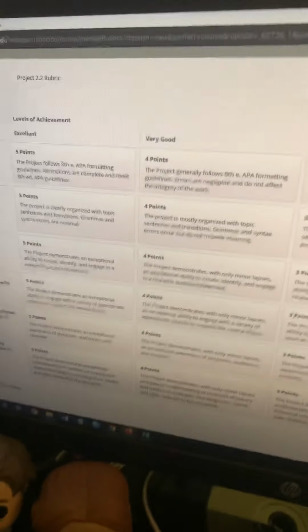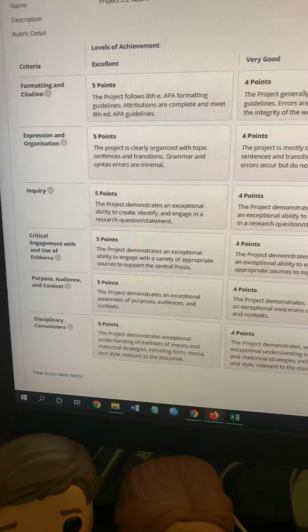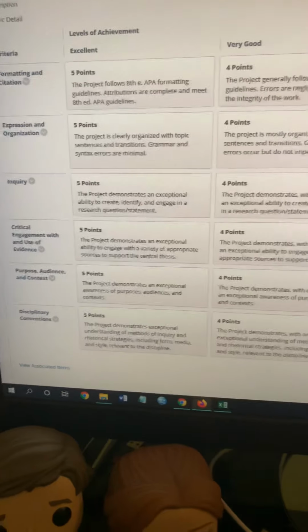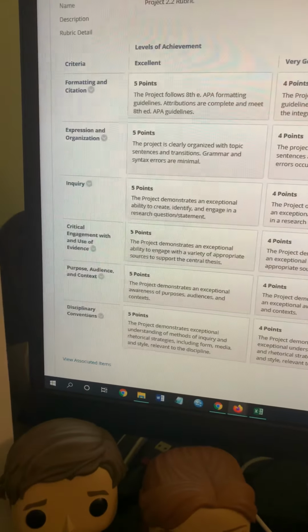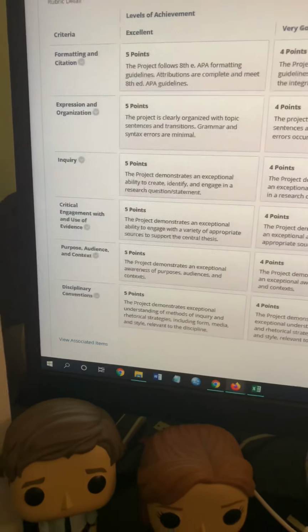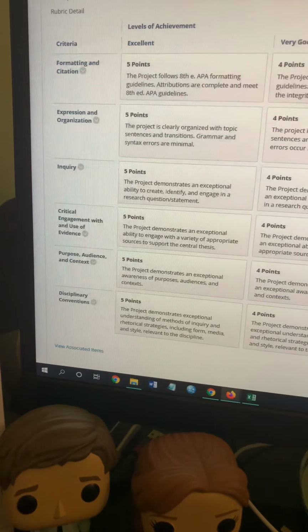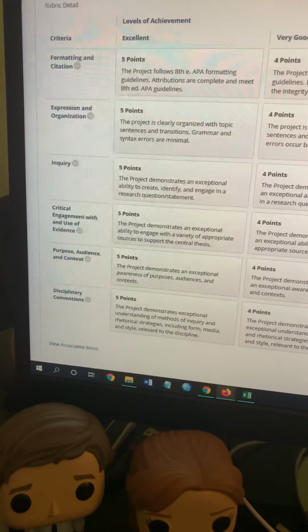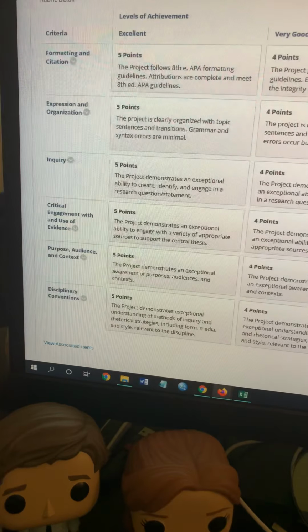Okay, so obviously the category that you really want to focus on is this first category of excellent, right? Because if you score in the excellent category, that's the best that you can do in every category. So that's what you want to aim for. So our sections are formatting and citation, expression and organization, inquiry, critical engagement with and use of evidence, purpose, audience, and context, and then disciplinary conventions.